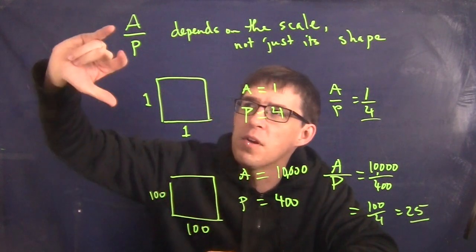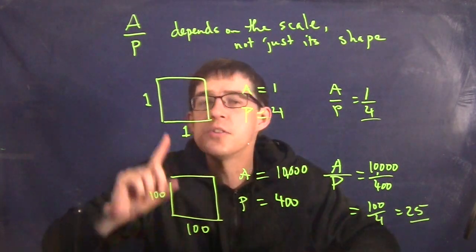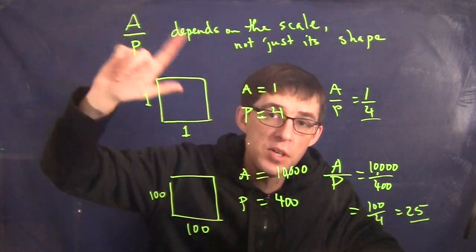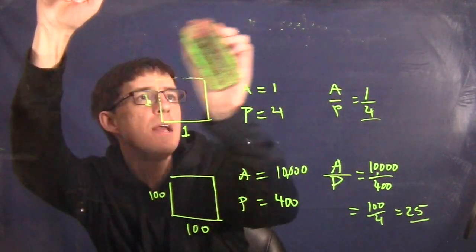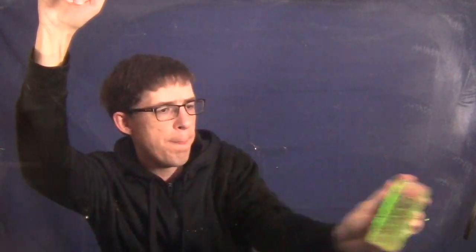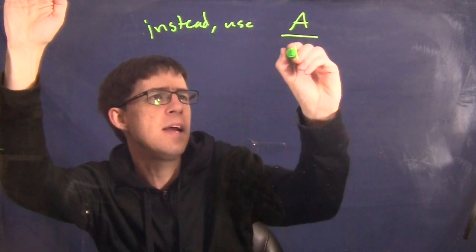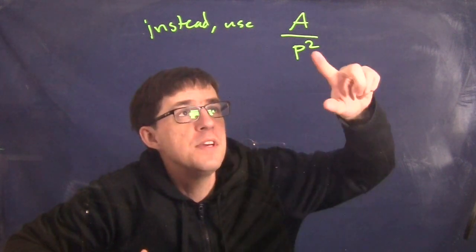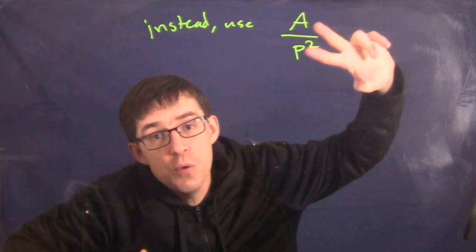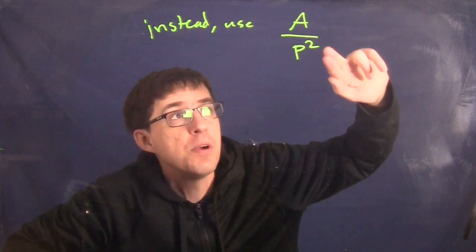Because if you're going to make a ratio of things, you want them to actually be the same type of thing that you're comparing one with the other. So I said this formula needs to be adjusted, and it's very simple. It turns out all of this business about the scale just goes away immediately. Instead, use this formula, A divided by P squared. If you square the denominator, then both of these are now two-dimensional things. They have a similar nature to each other, and so now it does make sense to compare these two things in a fraction.